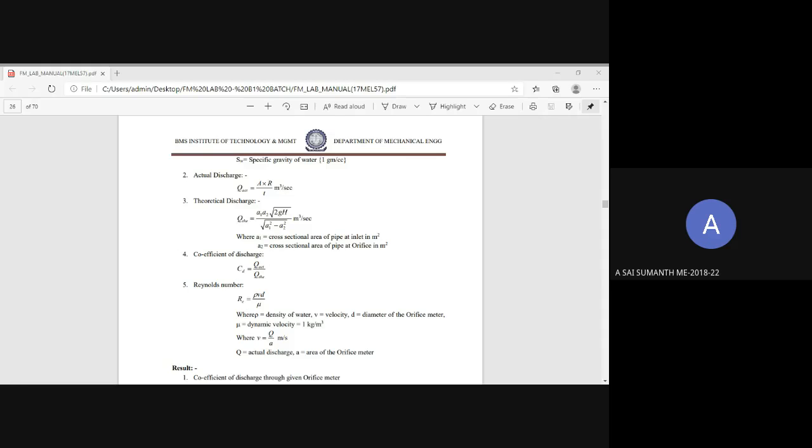So what is the Q actual value? Q actual you are calculating, no? That is A into R divided by T. A is 0.12 into R is 0.1 divided by T is 39. That is your Q actual.